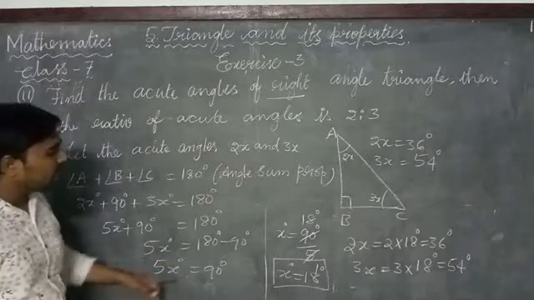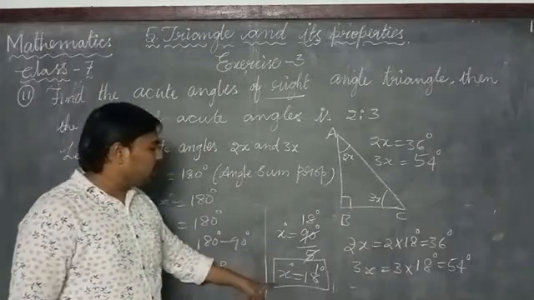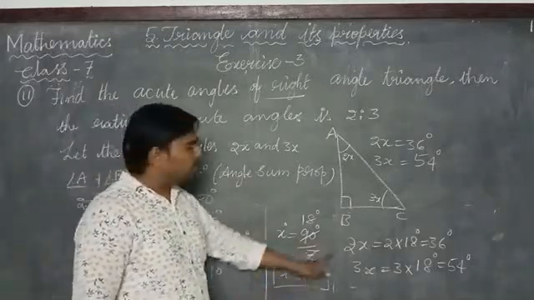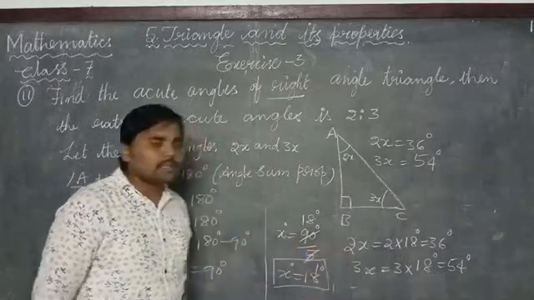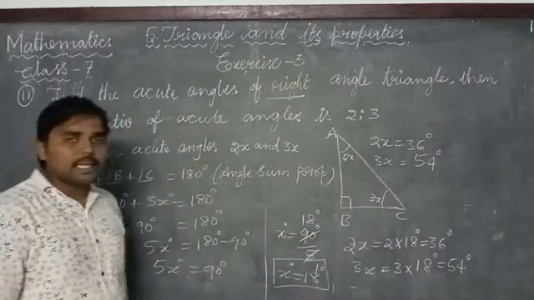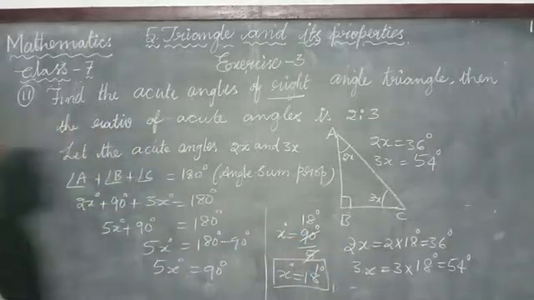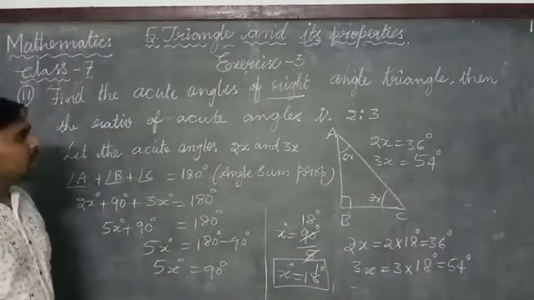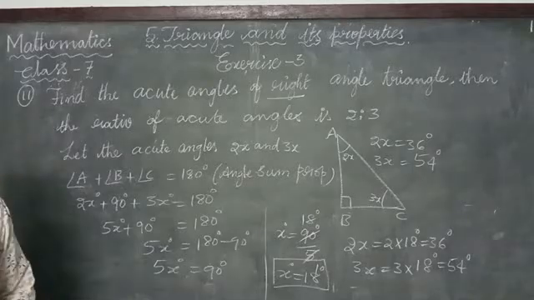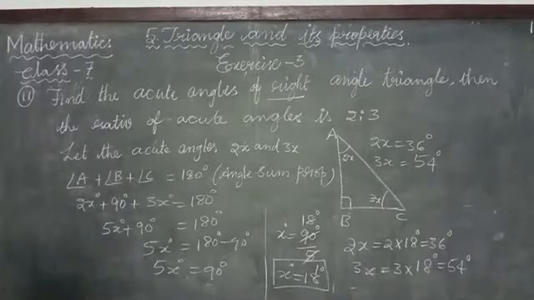From this we get x equals 18 degrees. After getting x, we can find 2x and 3x. 2x equals 36 degrees and 3x equals 54 degrees. In this way we can find out the other angles of the triangle. Now let us see the 12th problem.